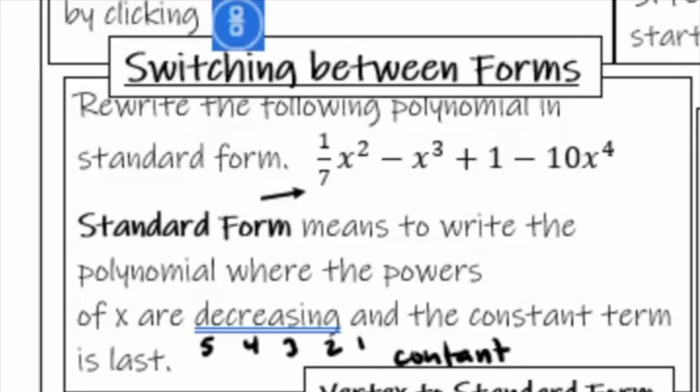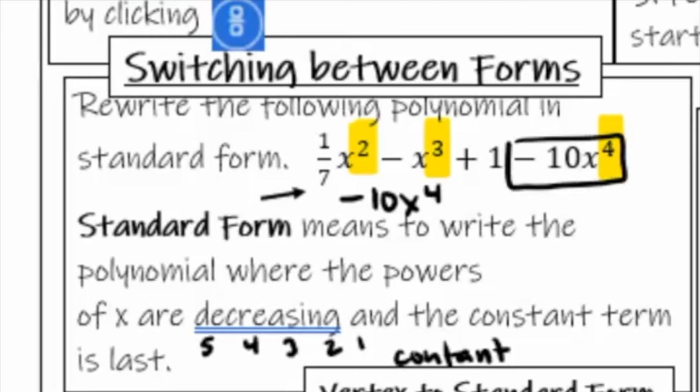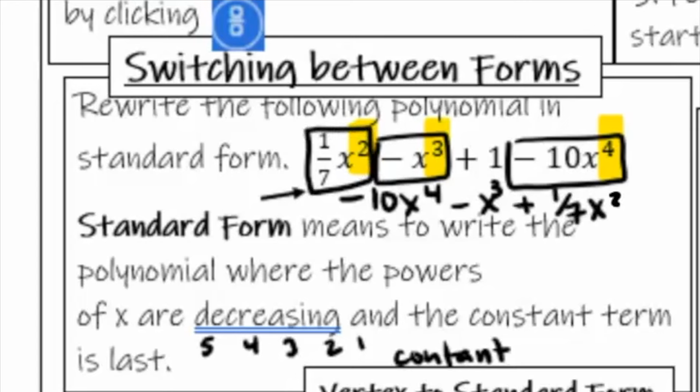So let's identify our highest exponent. We've got 4, right? So then it's going to be a 4, then 3, then 2, and there's no 1, then your constant. You just put it in order. So you start with your highest one, which is negative 10x to the 4th power. Again, you take the entire term. Then the next one was the one with the 3rd power, so you're going to say negative x to the 3rd power. The next one was squared, so you take everything with it. So this is plus 1 over 7x squared, and then the constant term being the end.